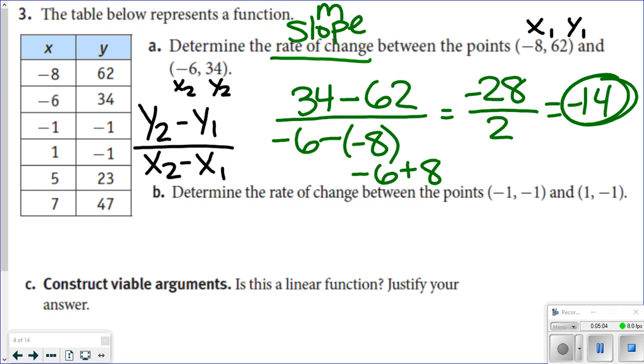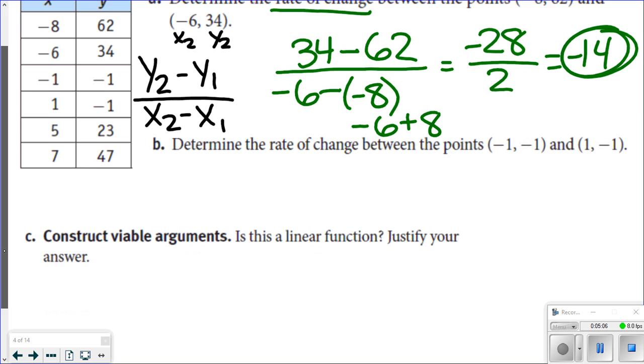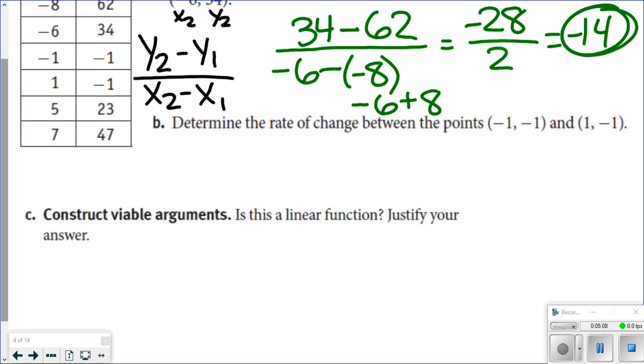All right, question B. I'm going to label the points for you, and then I want you to pause the video and I want you to answer the question by yourself. Okay, so this is x, y, x, y. First point gets ones, second point gets twos. Use this slope formula right here, and you're going to calculate the slope. Go ahead.